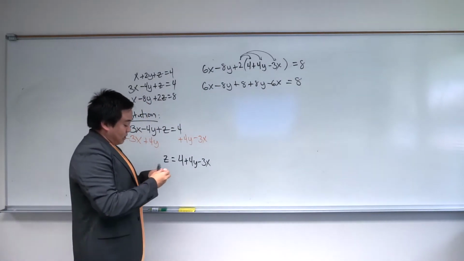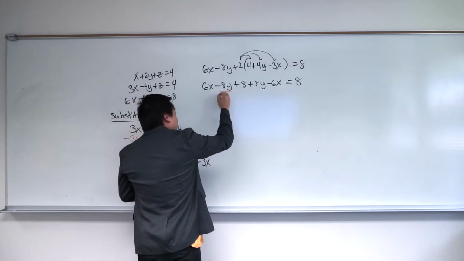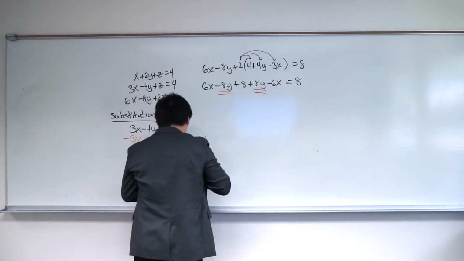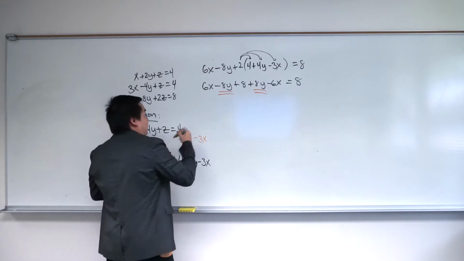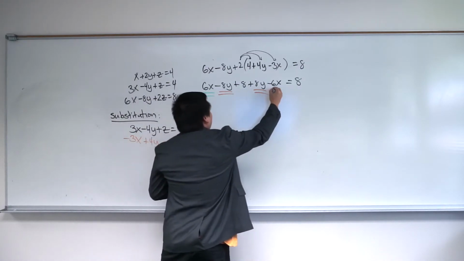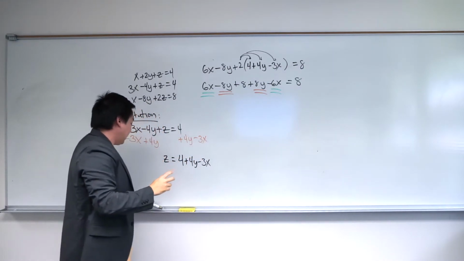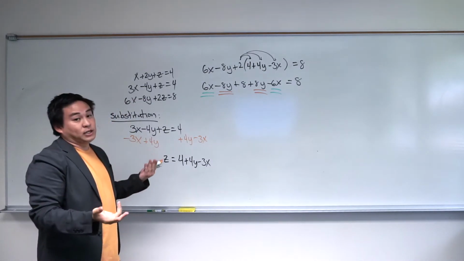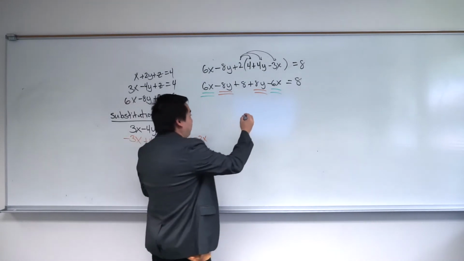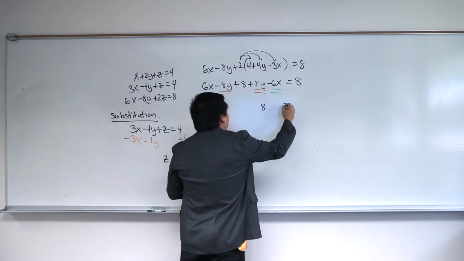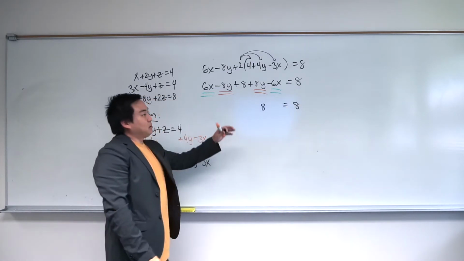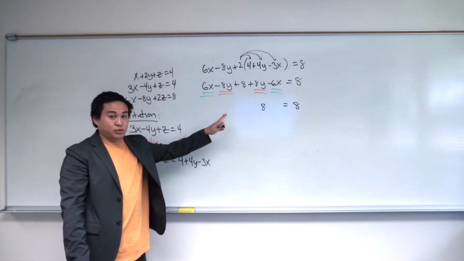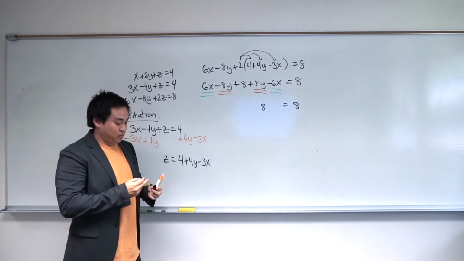Now, notice that we have like terms. This one here, as well as this one over here. They're the same number but opposite signs, so they all cancel. And what we get left with is 8 on the left and 8 on the right. Can we see that this is a true statement and it's always true?